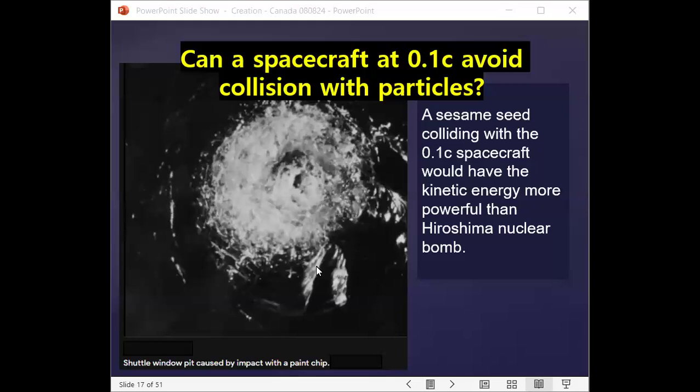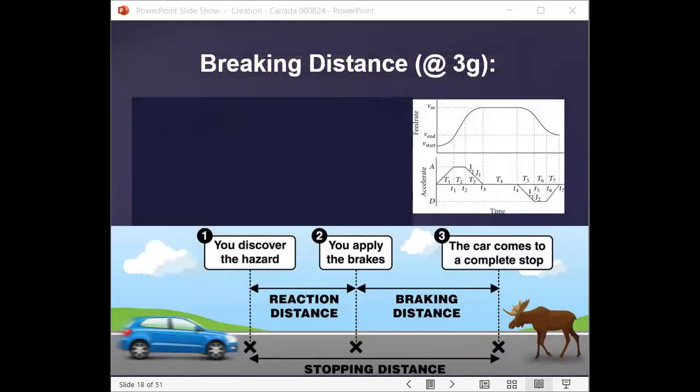Let's find out, okay? So let's consider the braking distance. Have you heard of it? Braking distance is the distance a vehicle travels from where the brakes are applied to where the vehicle stops. When the spacecraft travels at 0.1c, to avoid contact with any particles, one can try to stop it before it hits the particle, right? So here we can simply calculate the braking distance. We ensure that the astronauts experience the maximum G-force of 3G during this operation.